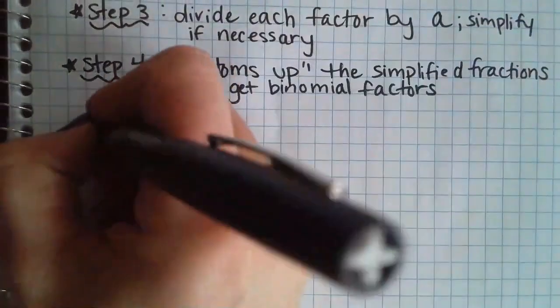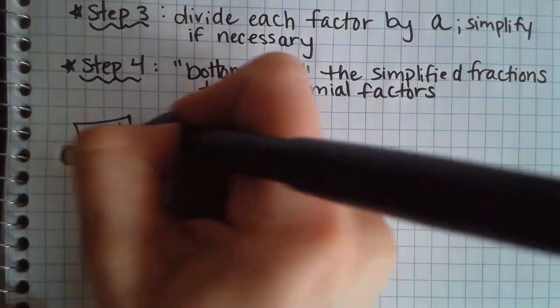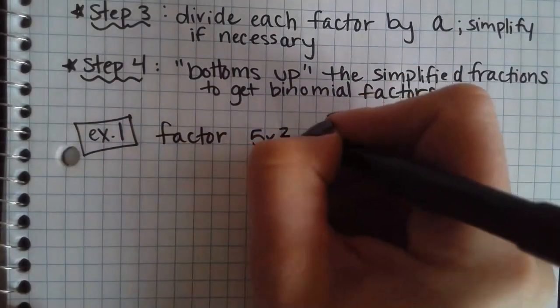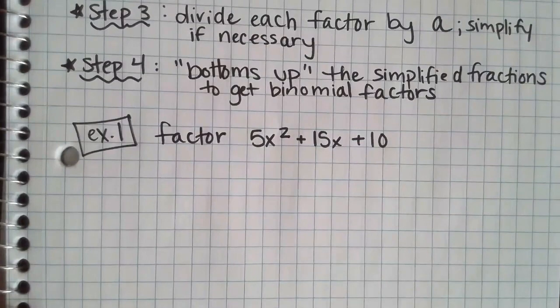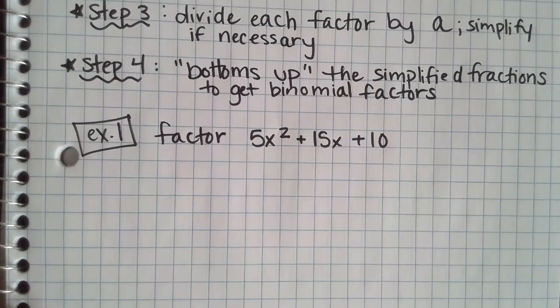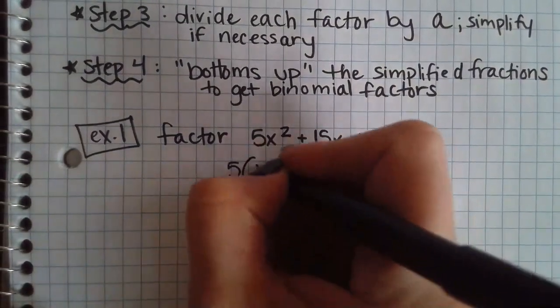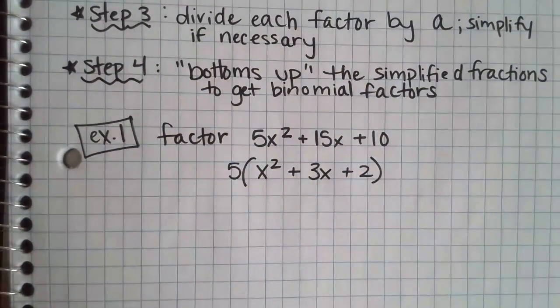All right, example 1. Example 1 says factor 5x squared plus 15x plus 10. Our first step is what? Factor out the GCF. Take out 5. Always our first step. So this becomes 5 times x squared plus 3x plus 2.